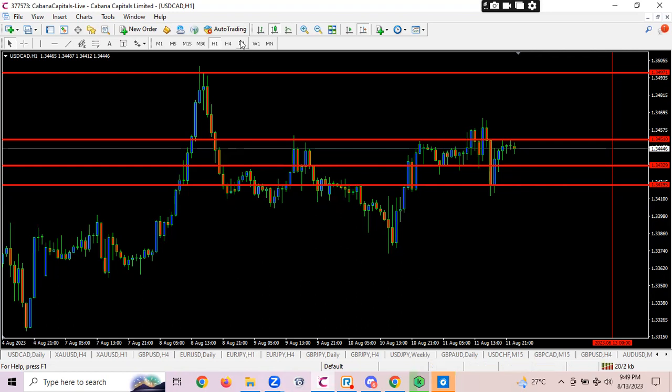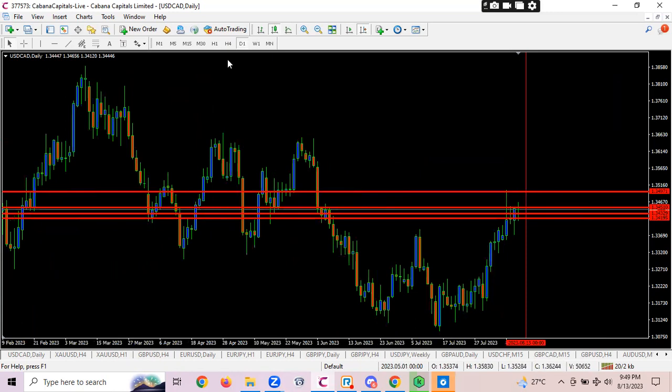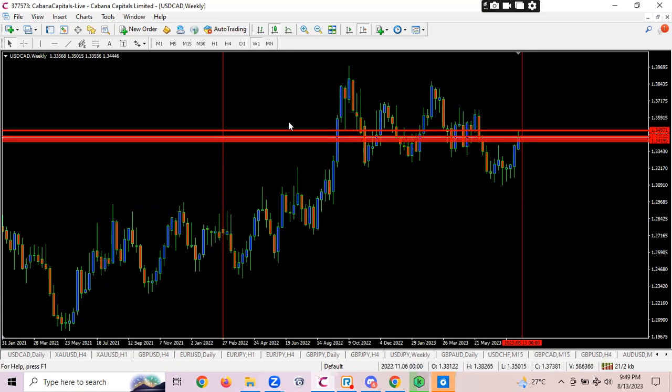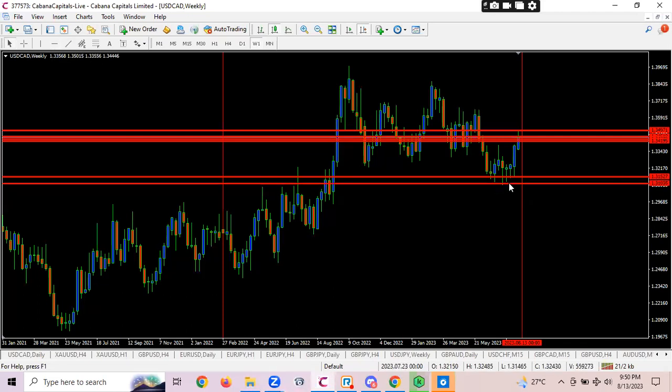Let's go back to daily. You see on daily or weekly. Okay, let's go to weekly. On weekly, you would notice we have relative equal lows at this level. So we have a lot of stop losses and sell stop orders at this level. So I think this is where price is heading to.